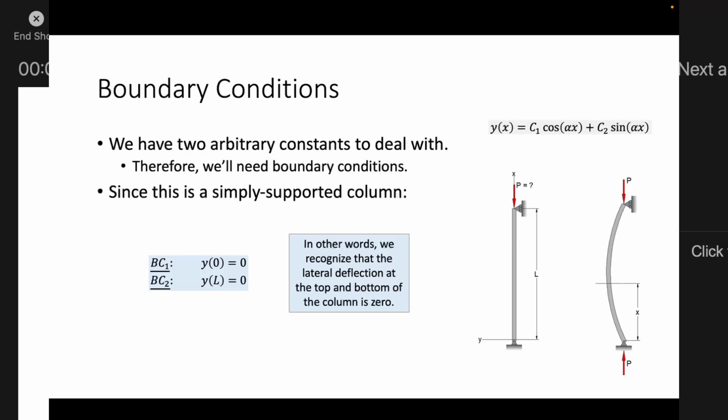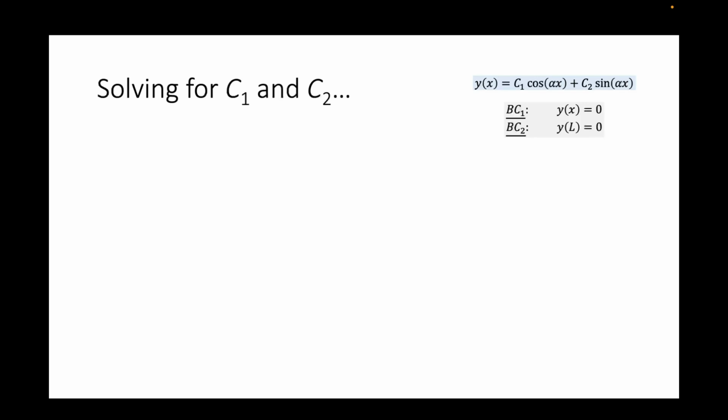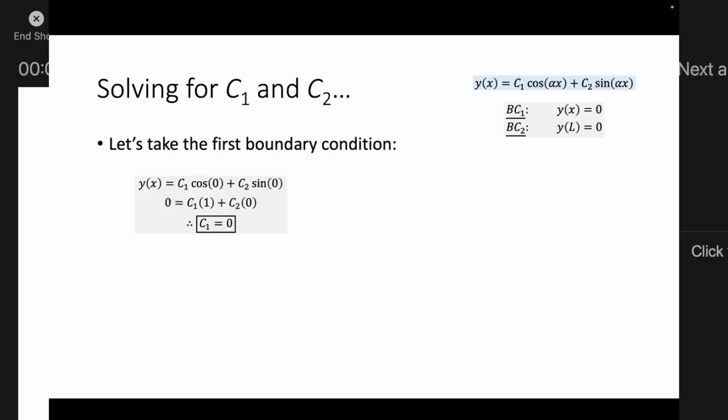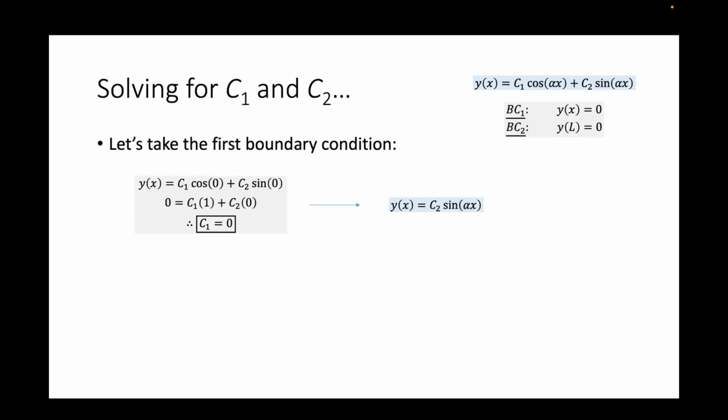So let's do a little bit of math and see what we get here. Let's solve for C1 and C2. For the first one, I'm going to plug in 0. So C1 times cosine of 0, C2 times sine of 0. What is the cosine of 0? 1. What's the sine of 0? 0. So I have 0 equals C1 times 1 plus C2 times 0. So that's pretty easy. Basically, the first boundary condition makes all this hullabaloo go away.